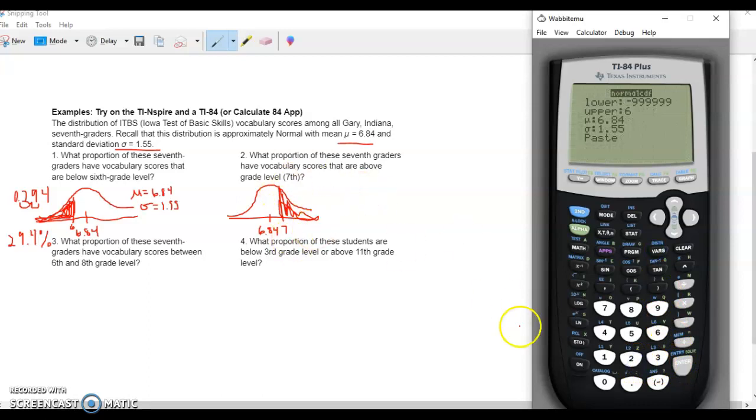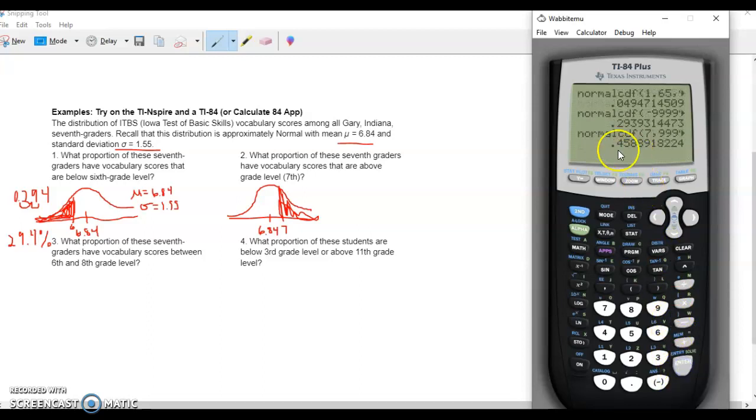My lower bound now is 7 because that's the furthest left my shading goes. My upper bound is infinity because I'm going to the right forever. My mean and standard deviation are still in there from the last problem. I'm not sure if the phone app does that, so make sure you change them if you need to.